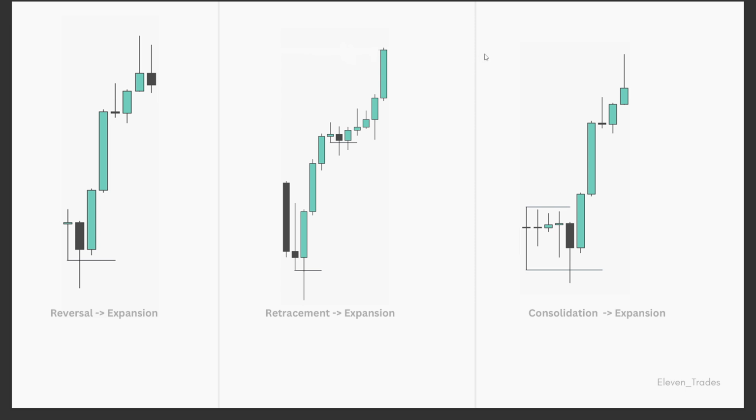So if you think in terms of the weekly profile, let's take the example of a Tuesday reversal. If Tuesday had a reversal, then Wednesday and Thursday will expand. So in this case, we have 2 days of expansion. If Monday reverses, then Tuesday, Wednesday, and Thursday will expand.